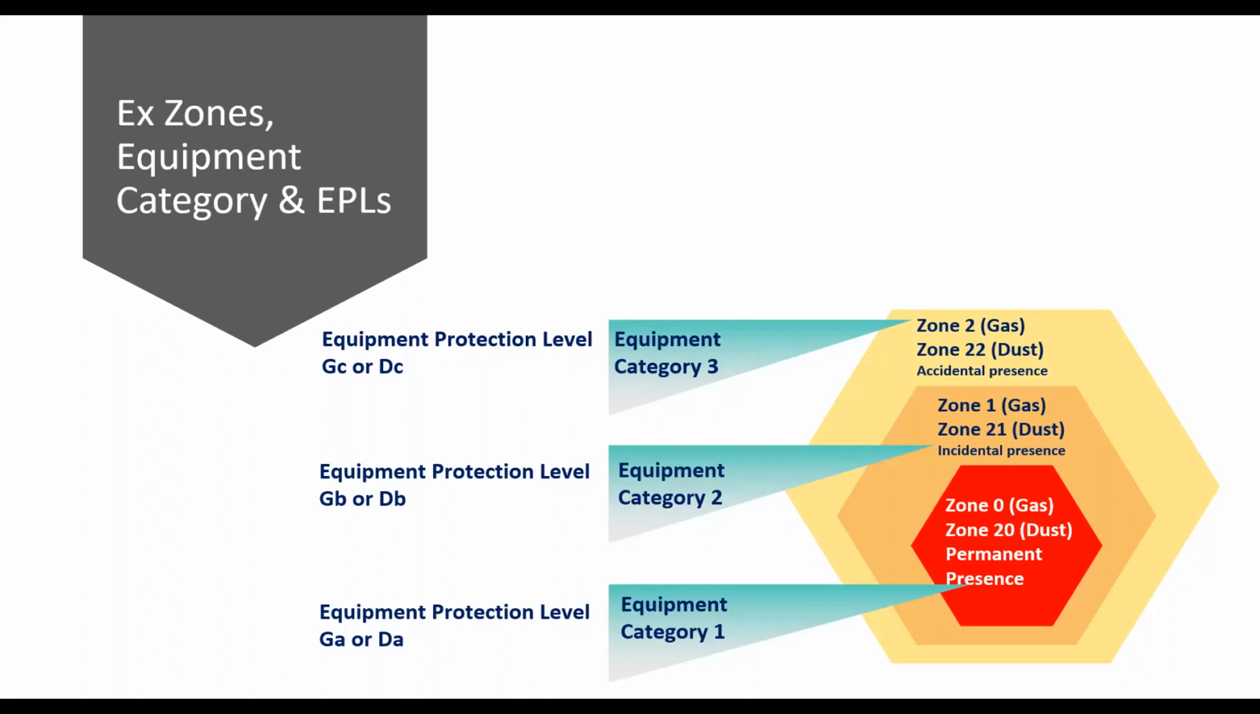We then have a step away from that even further, which is an accidental presence. This is zone 2 for gas, zone 22 for dust. It has an equipment category of 3 and an equipment protection level of Gc for gas or Dc for dust. It's amazing how many people get confused when they see Dc for dust. Notice this is uppercase. Whenever you see an uppercase D or an uppercase G, it is relating to gas or dust.